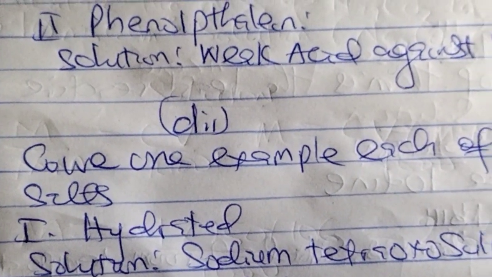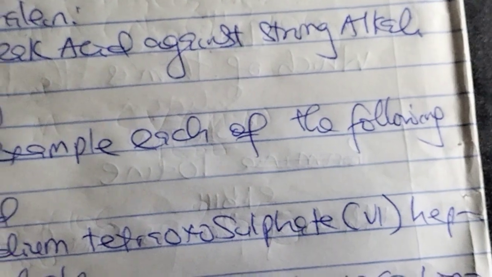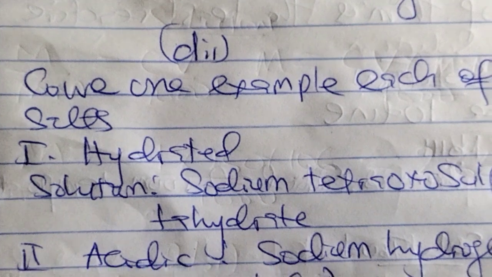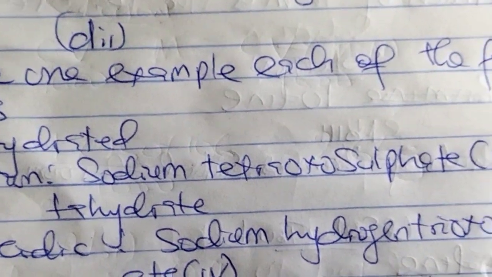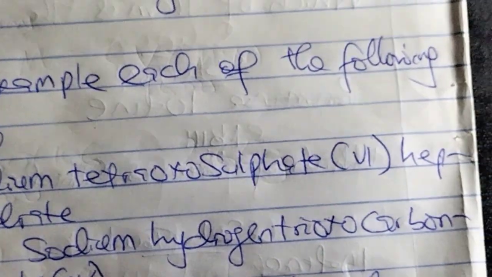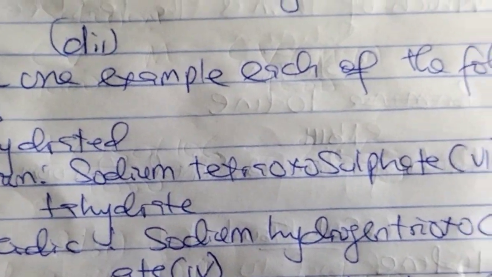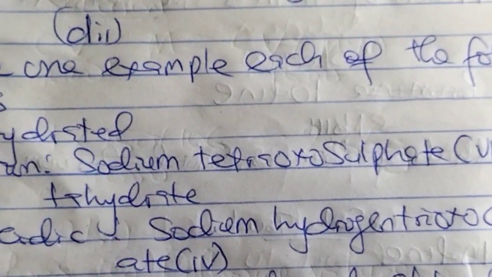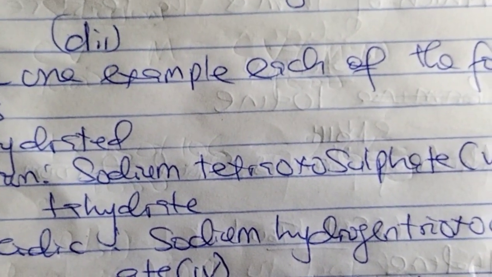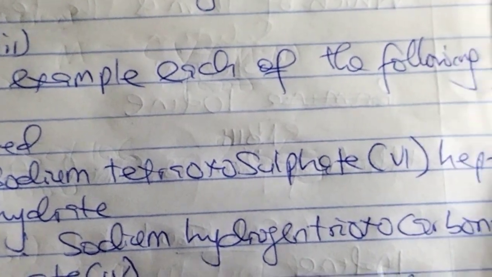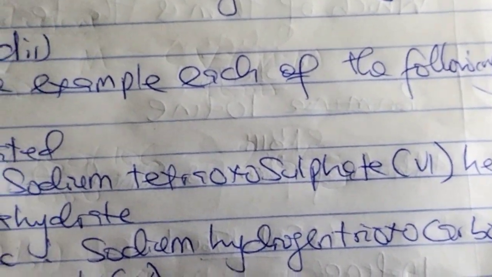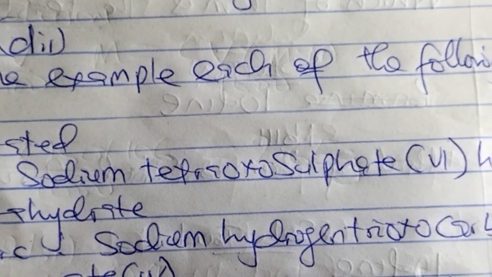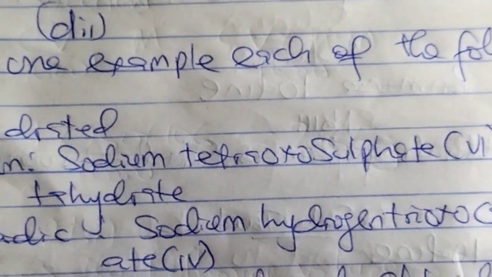1DII says, give 1 example each of the following salts. Hydrated. Solution: sodium tetraoxosulfate 6 heptahydrate. You can as well say copper 2 tetraoxosulfate 6 pentahydrate. You can as well say sodium trioxocarbonate 4 decahydrate. Any of them is okay.